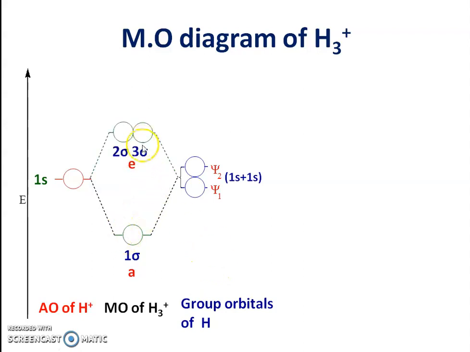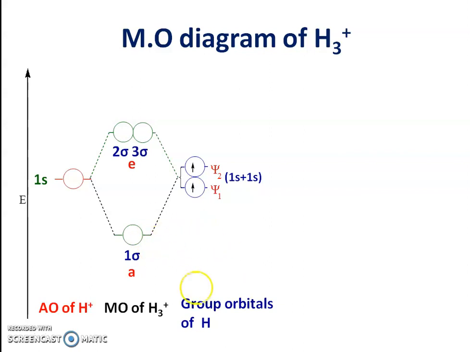The out-of-phase combination results in the formation of the anti-bonding molecular orbital, that is 3 sigma. But the 2 sigma and 3 sigma orbitals have equal energy. Actually, the 2 sigma orbital is a non-bonding orbital and the 3 sigma orbital is an anti-bonding orbital. These 2 orbitals have equal energy in the H3 plus ion. So this is the molecular orbital diagram.